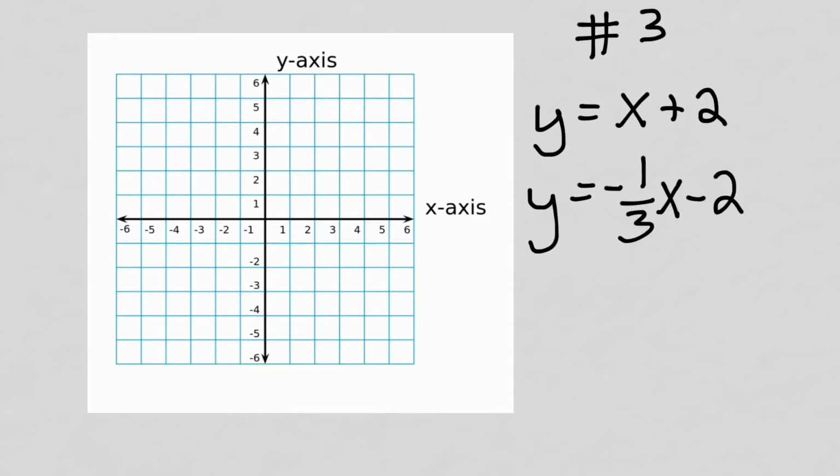All right, number 3. Okay, our first two problems had all negative slopes. That was just by chance. I didn't plan it like that. At least number 3's got a positive slope. All right. The first one, y equals x plus 2, that's the positive slope.